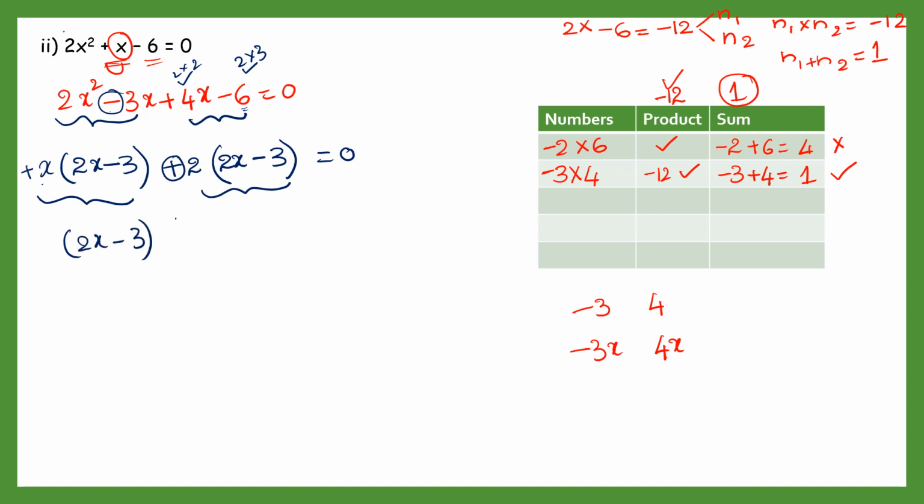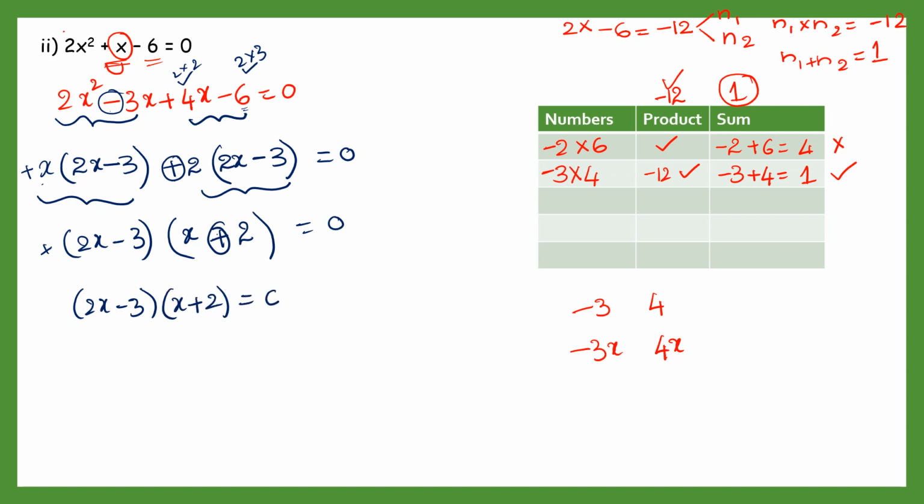2x minus 3 will come outside. Now if you consider the first term, 2x minus 3 already came outside. What is left? x is left. Then plus symbol. 2x minus 3 in the second term came outside. What is left? 2 is left. Here you have plus. Plus into plus is plus. So we got two factors. What are those? 2x minus 3 and x plus 2.